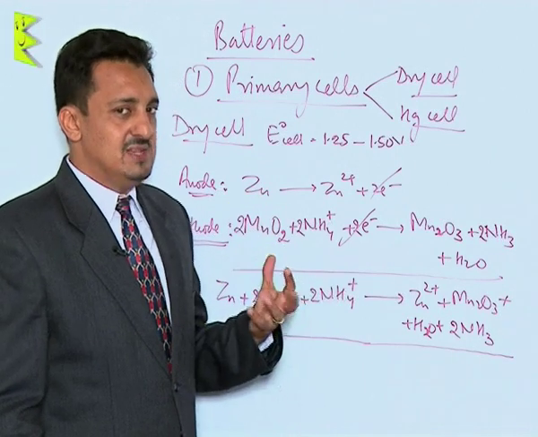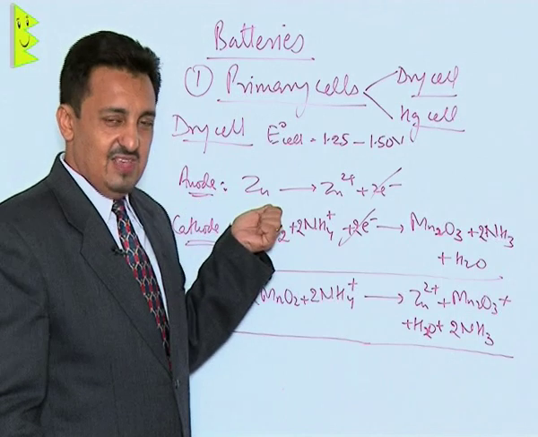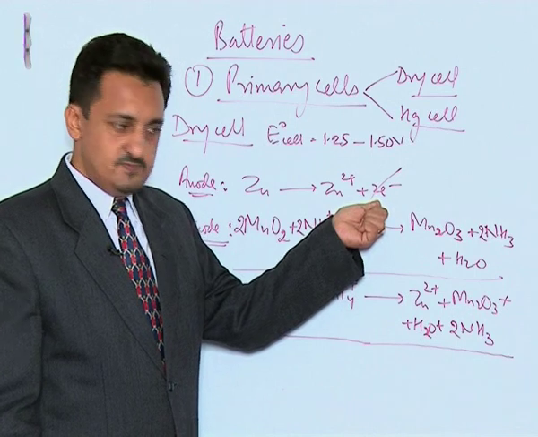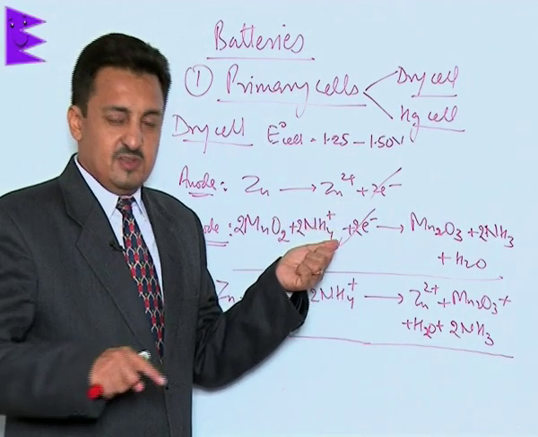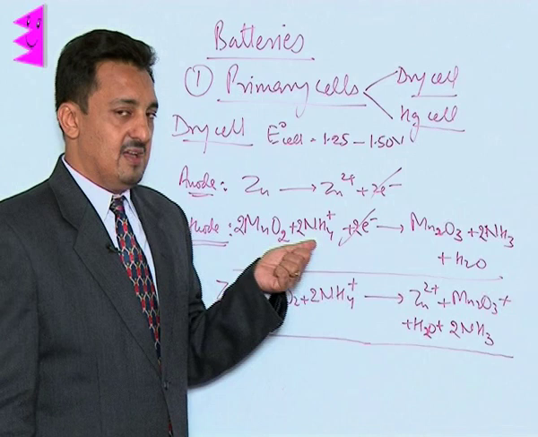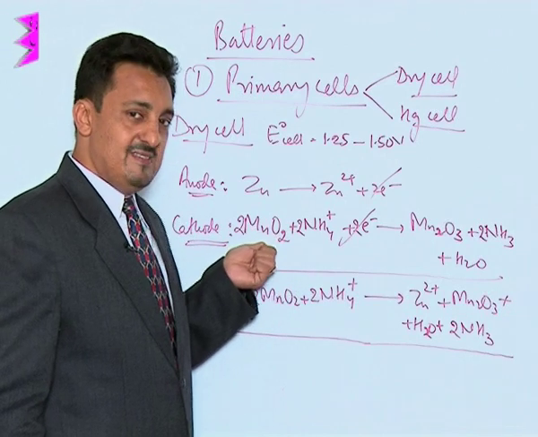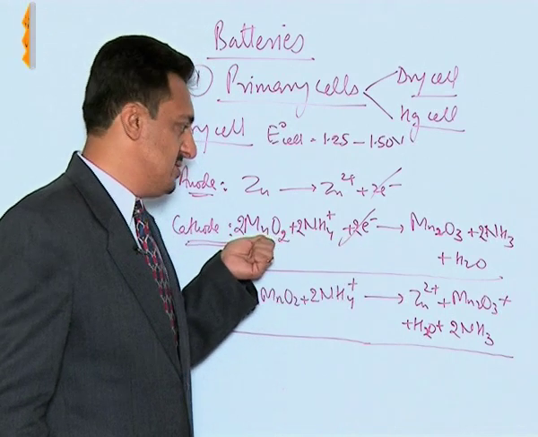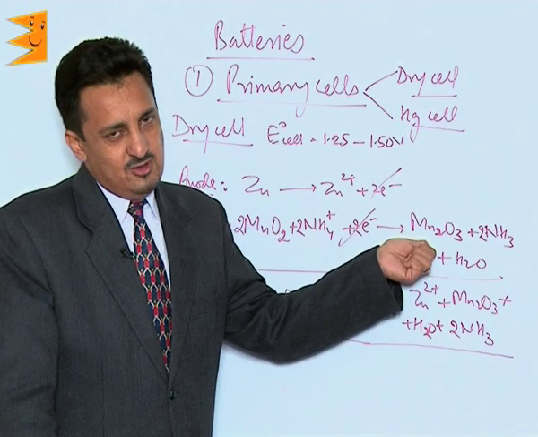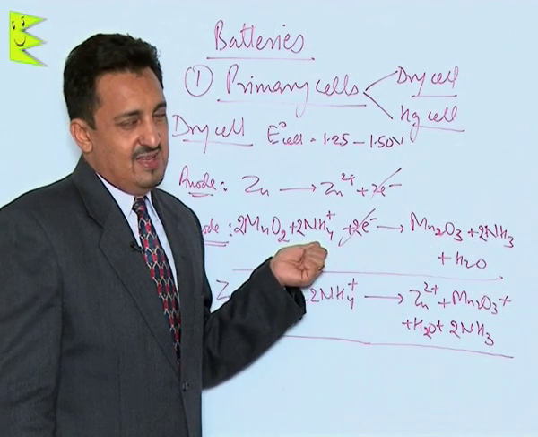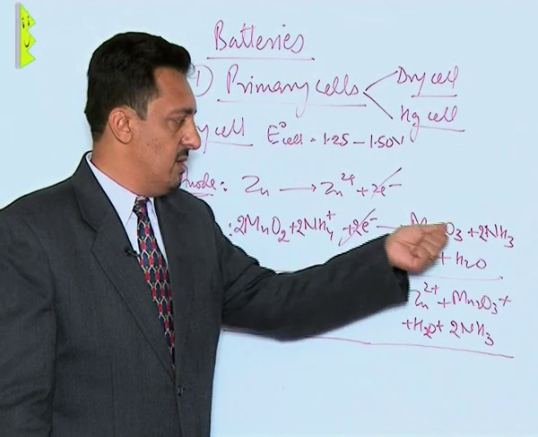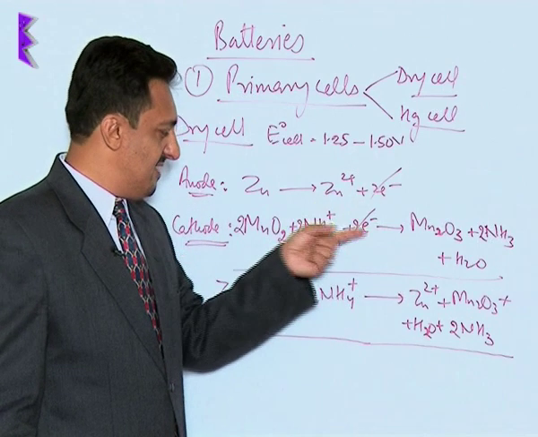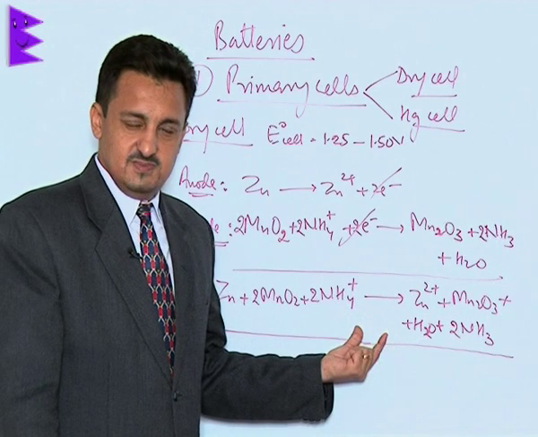Now the reactions involved: the anode is the zinc vessel. It gets oxidized to zinc ions and releases 2 electrons. These electrons, after passing through the circuit, come back to the cathode, where manganese dioxide in the presence of ammonium ion accepts these electrons and gets reduced from +4 state to +3 state and forms Mn2O3. The ammonium ion gets consumed and converted to ammonia, and water is formed. If we add these two reactions, the electrons get cancelled and this is the overall reaction.